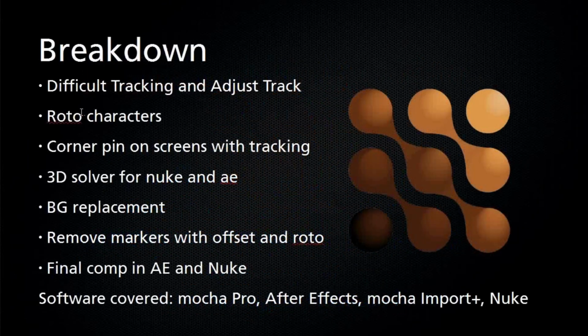We're going to go over a little bit of rotoscoping characters. We're going to do corner pins on screens with tracking data. We're going to talk about the 3D solver for NUKE and After Effects. And we're going to talk about background replacements with green screens, how to remove markers from a shot, and we're going to do a final comp in After Effects and Nuke.